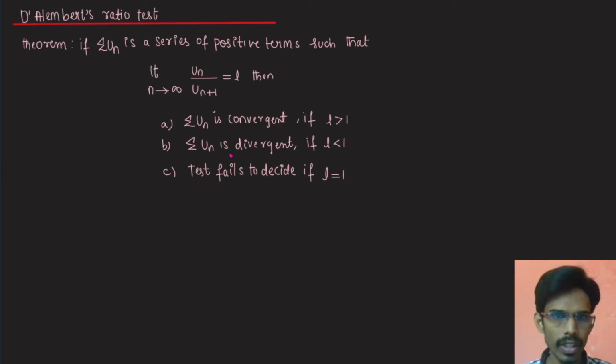The series will be divergent if the value of L is less than 1, that is, a negative number or a fractional value less than 1. The test fails to decide the nature of the series, whether it is convergent or divergent, when the value of L is 1.